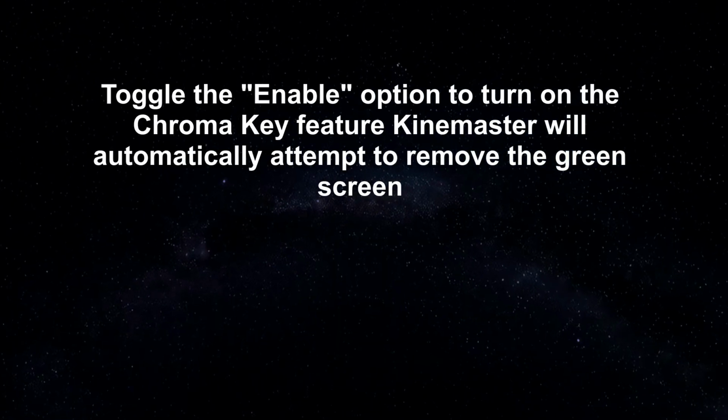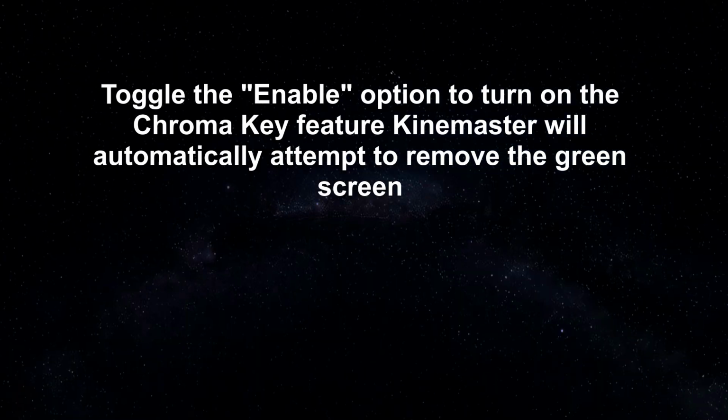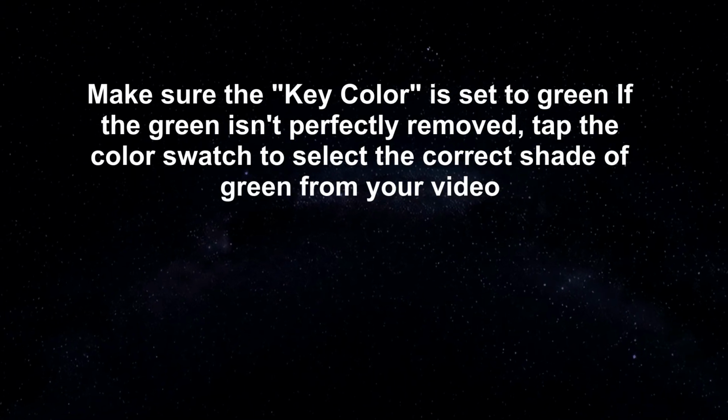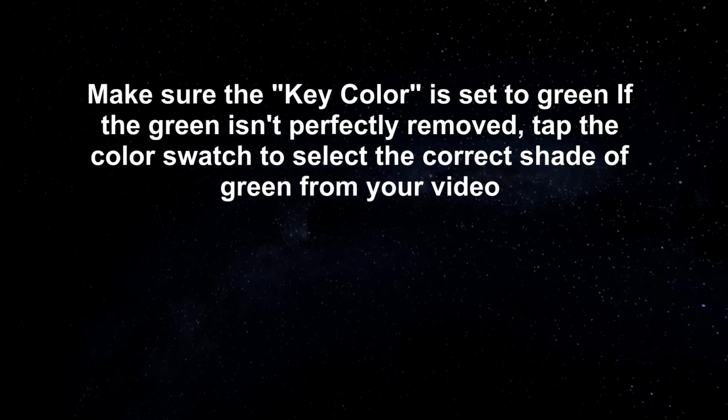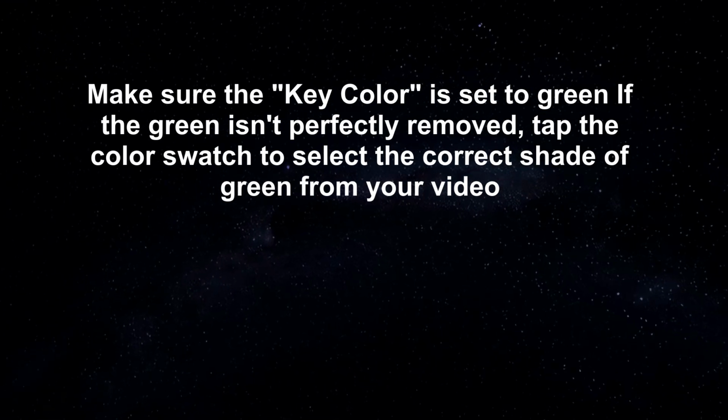Toggle the Enable option to turn on the Chroma Key feature. Kinemaster will automatically attempt to remove the green screen. Make sure the key color is set to green. If the green isn't perfectly removed, tap the color swatch to select the correct shade of green from your video.